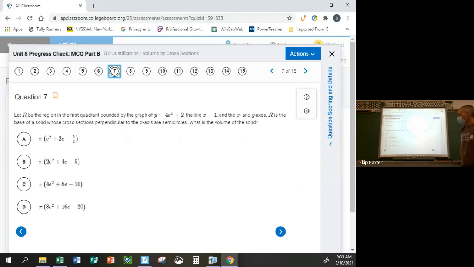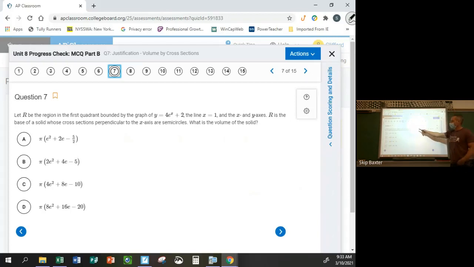Let R be the region in the first quadrant bounded by the graph of that and the line x equals 1 and the x and y axes. R is the base of a solid whose cross sections perpendicular to the x-axis are semicircles. So this is what you're talking about. Okay. So the idea is to get a decent sketch of the base of the figure.